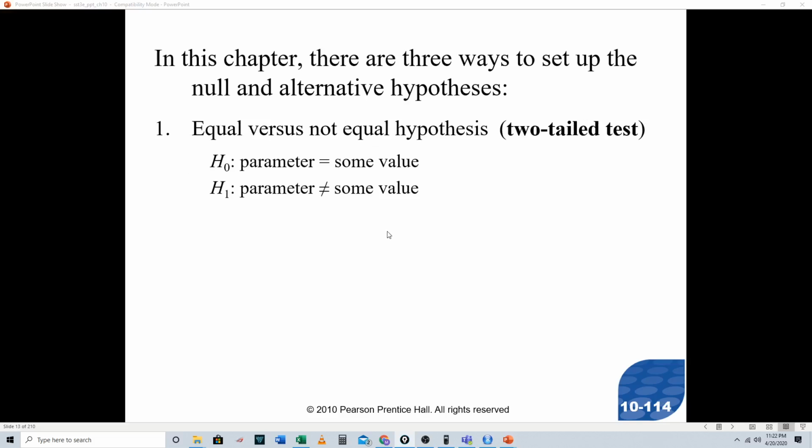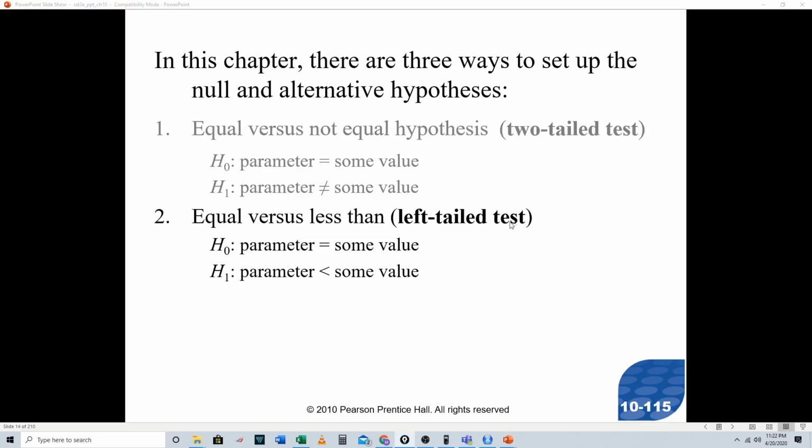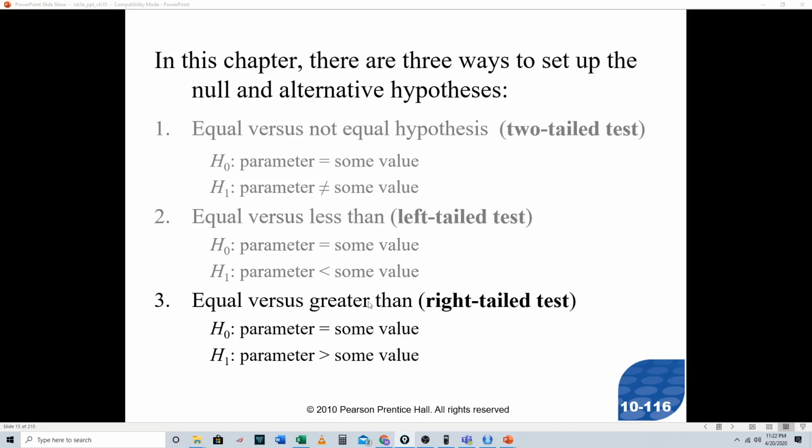Again, same thing. Either it's a two-tailed test, which means we don't know if it's greater than or less than, so we're going to do either or. Or it's going to be a left-tailed test, which means less than. Or a right-tailed test, which means greater than.